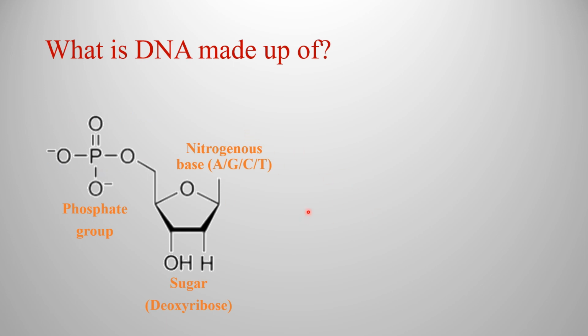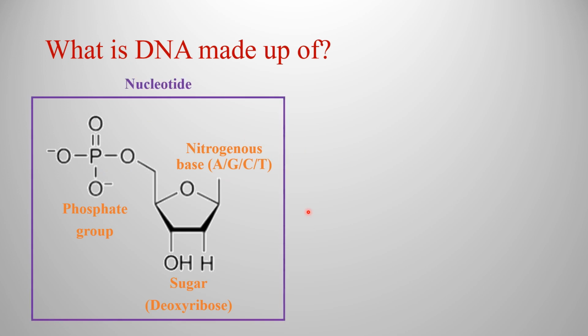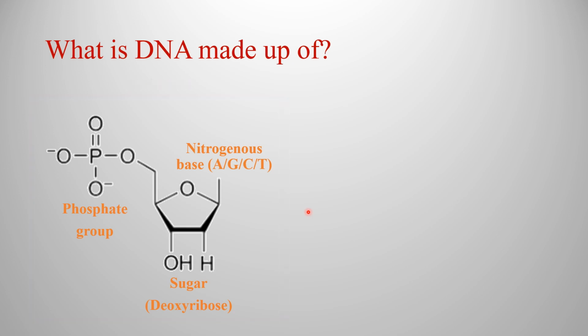The basic building block of DNA is called a nucleotide. DNA is a polymer made up of a long chain of these nucleotides. Each nucleotide contains a phosphate group and a sugar molecule called deoxyribose. Actually, the naturally occurring sugar is ribose. DNA contains a modified form of ribose.